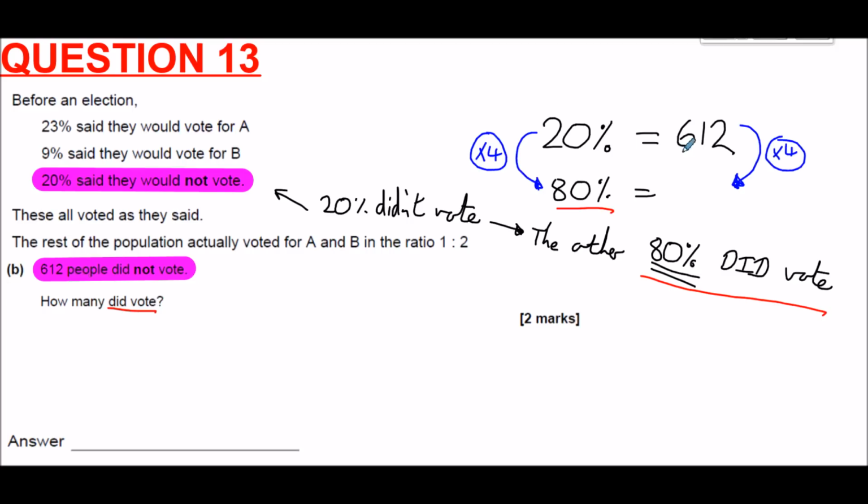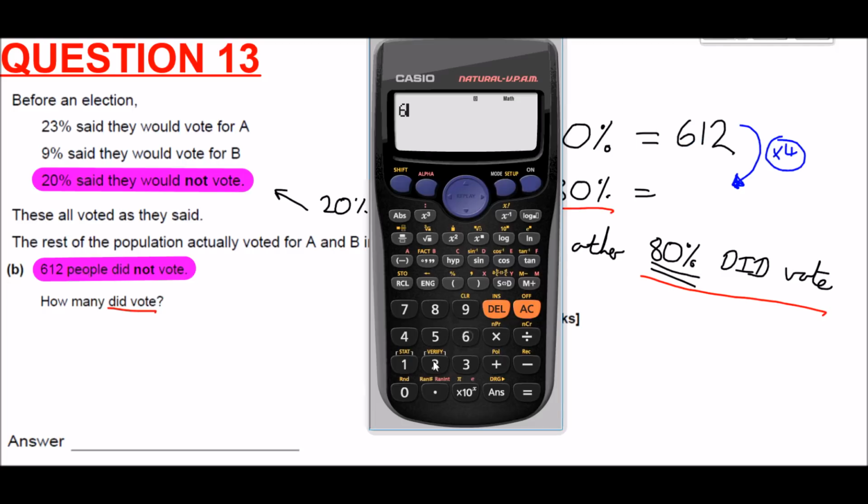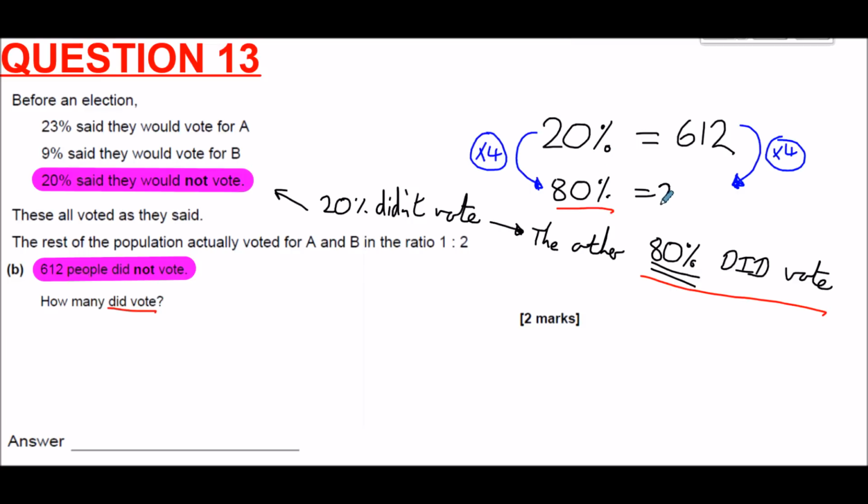And so 612 multiplied by 4 will tell us 80%. So 612 times 4 is 2,448. So how many people did vote? 80% did vote, and that's a total of 2,448 people. And that's our final answer for part B of question 13.